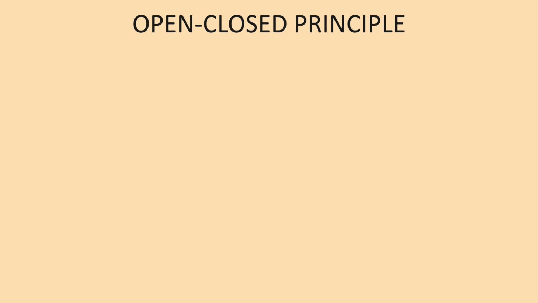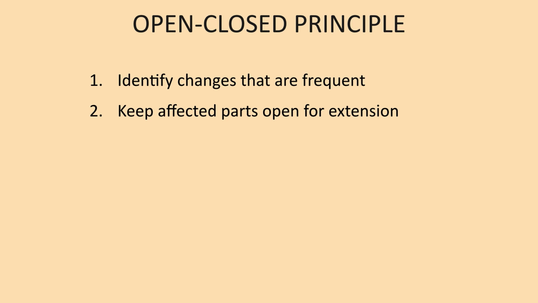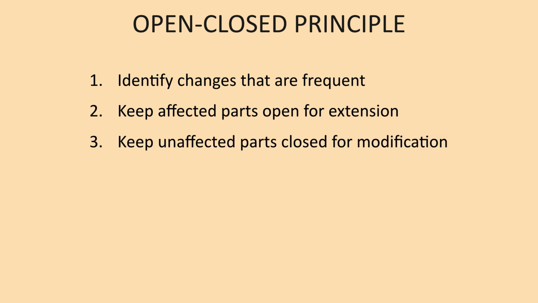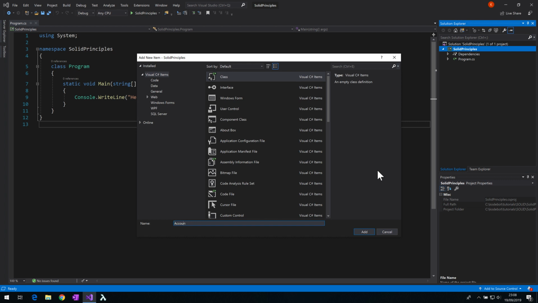Basically, this principle says we need to identify changes that are frequent. Then we need to keep the parts of the system that are affected by those changes open for extension. And we need to keep the parts that are not affected by those changes closed for modification. Let's look at an example to make this clear.